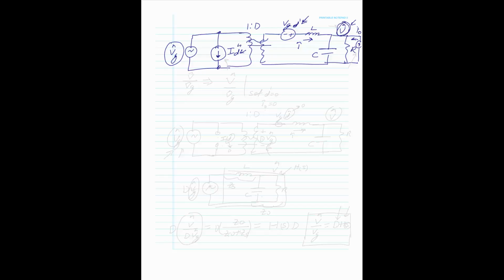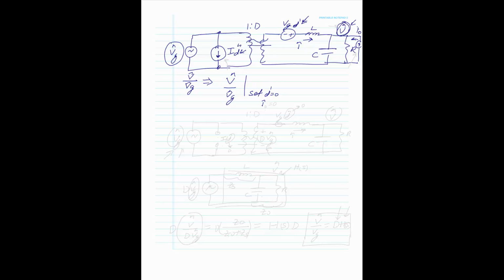So what we're going to do now is, if we want the output voltage over the input voltage, let me write that better. We want the output voltage over the input voltage. Then we're going to set D hat equal to 0.